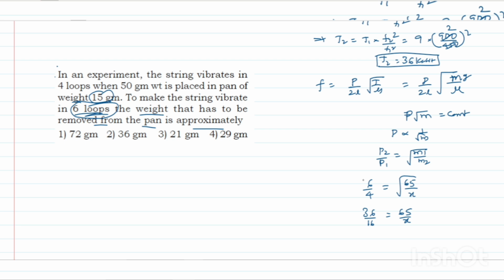X is nothing but m2. So m2 is 65 into 16 by 36, which is nearly 29 grams. The weight removed equals 65 minus 29, students, which is equivalent to 36 grams. 36 grams is the correct answer.